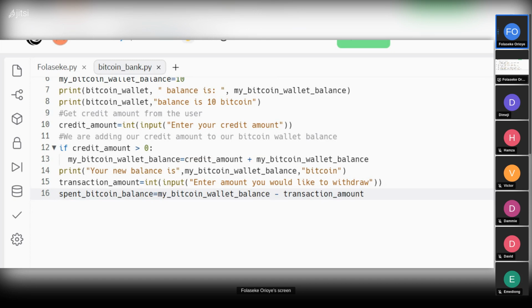Sir, the question is not really clear. The problem is not clear to me. Okay. That is for Folashike, am I correct? Yes, sir. Okay. Who else is having issue understanding the question? Amza, do you have issue understanding that question? Yes, sir. Okay, good. Victor, do you have issue understanding the question? Yes, sir.